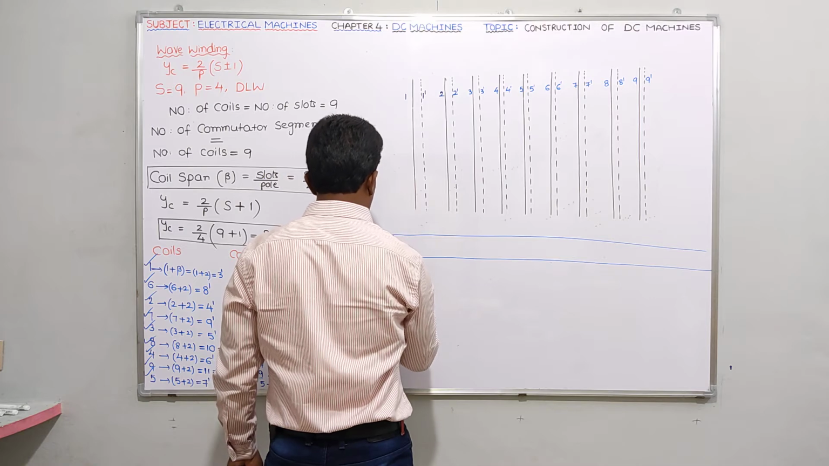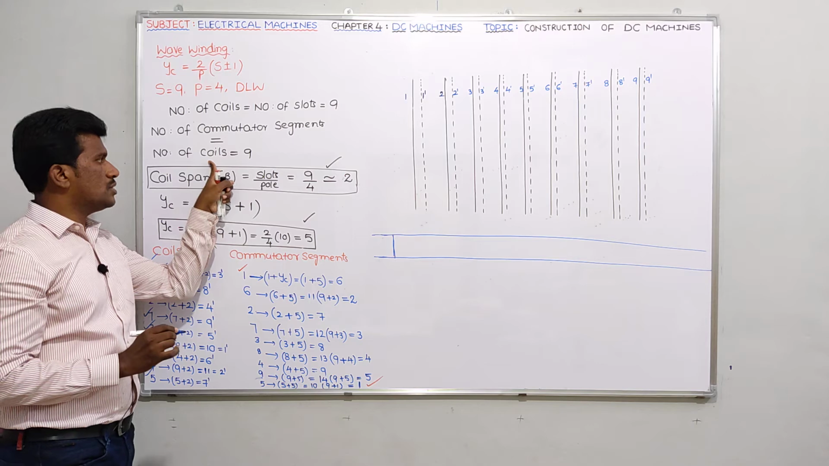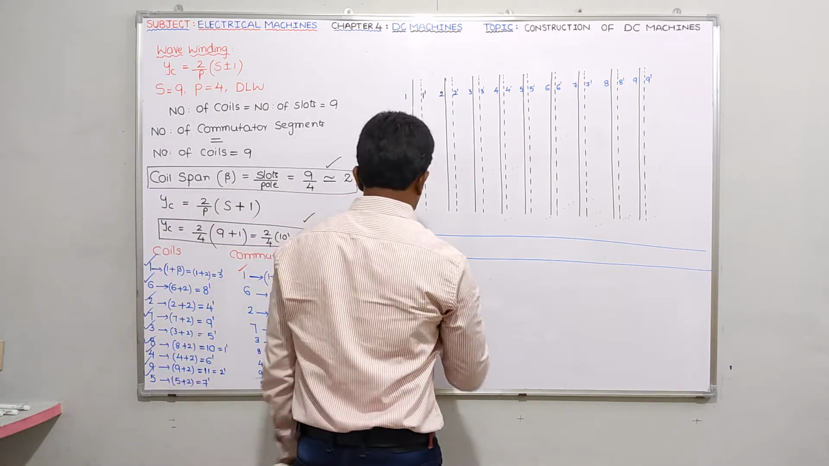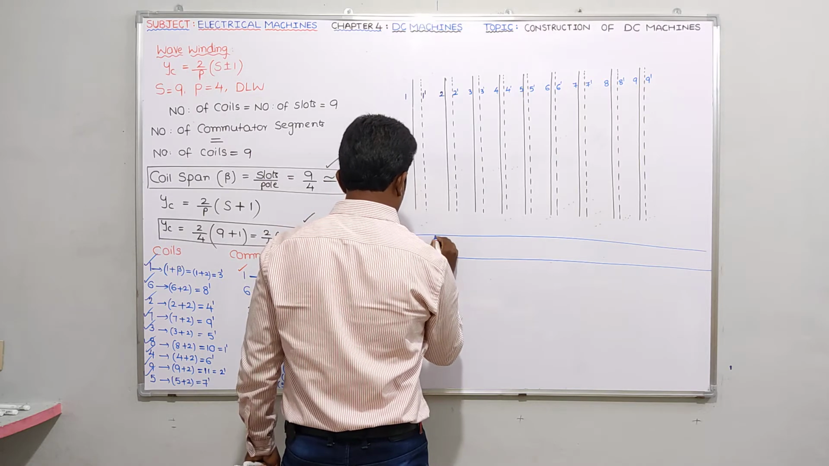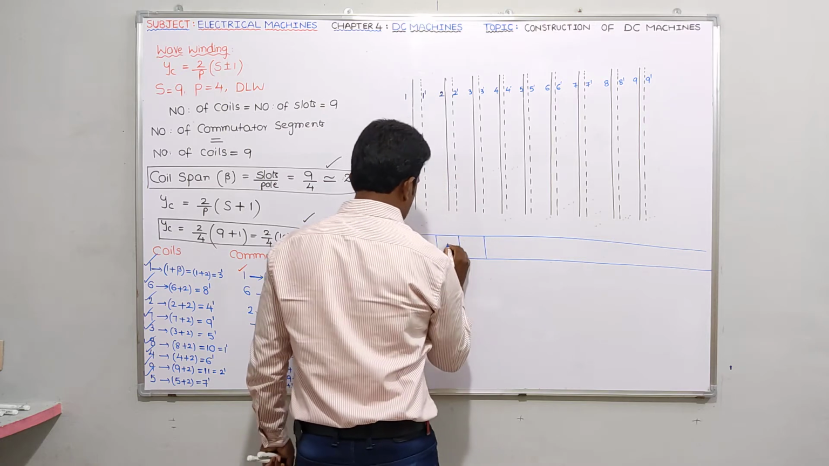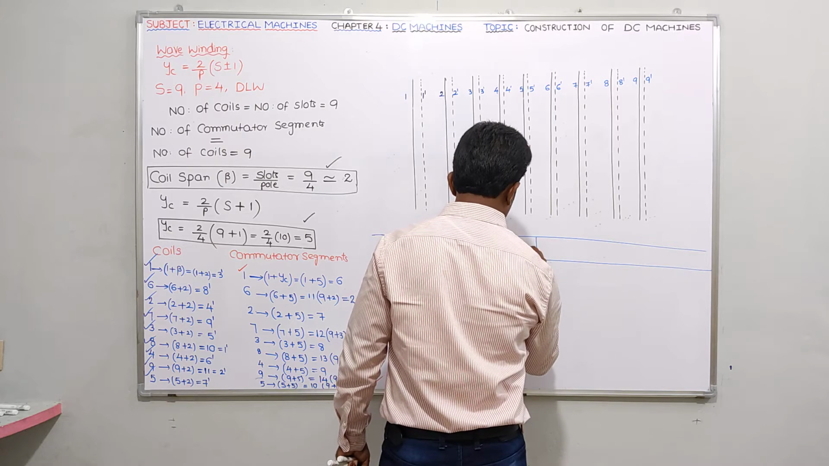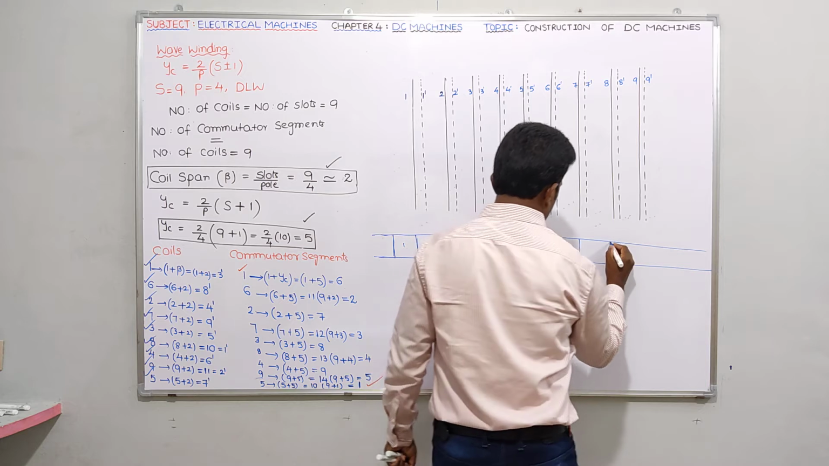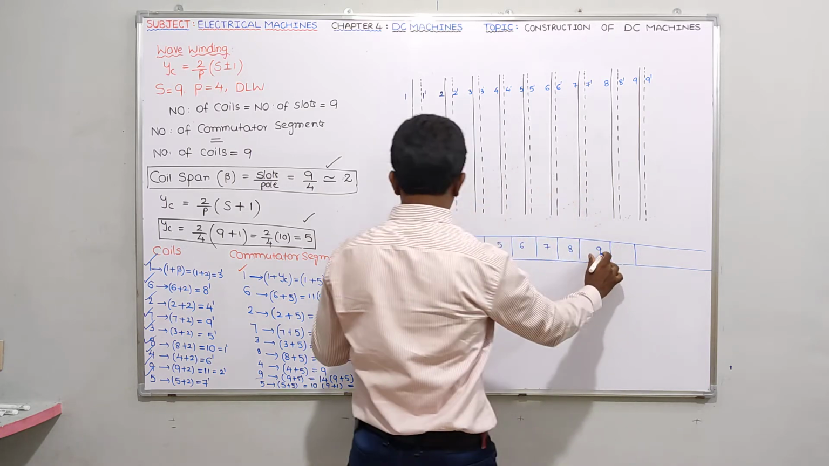So tell me how many commutator segments there will be. The number of commutator segments will be equal to the number of coils, which is 9. Let me show 9 commutator segments here: 1, 2, 3, 4, 5, 6, 7, 8, 9. After 9, once again it will start with 1.